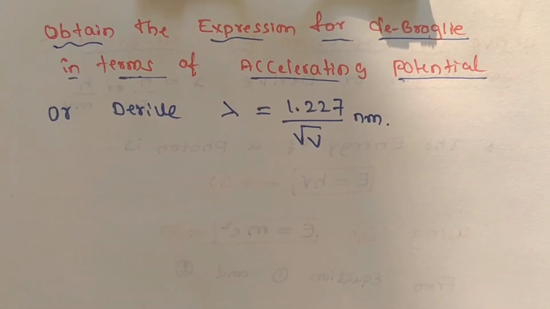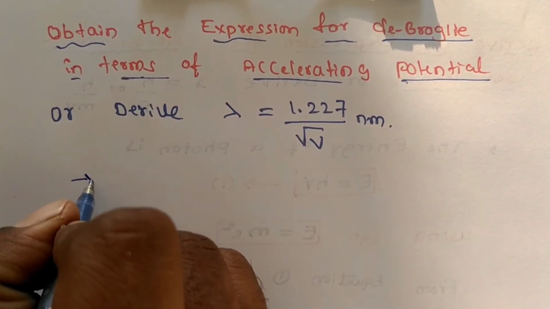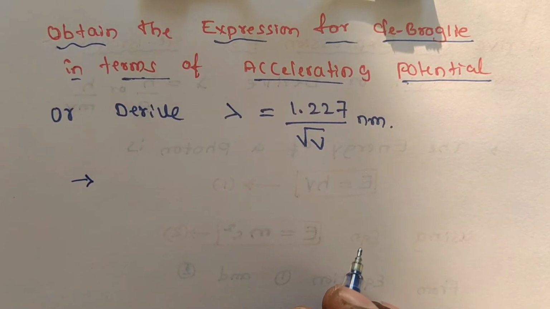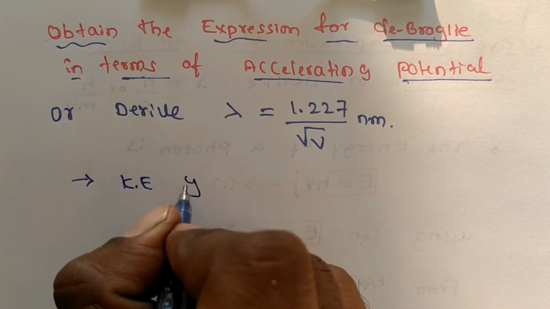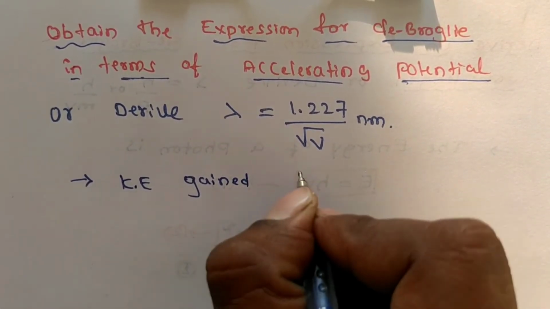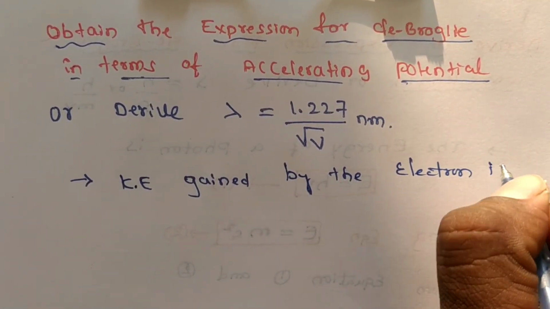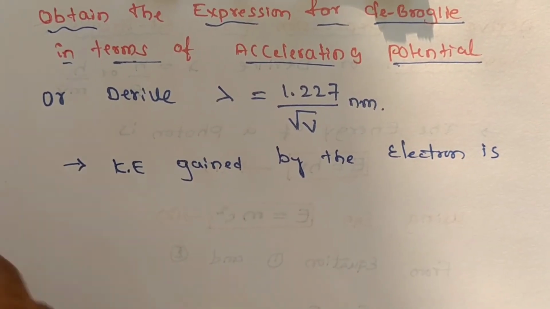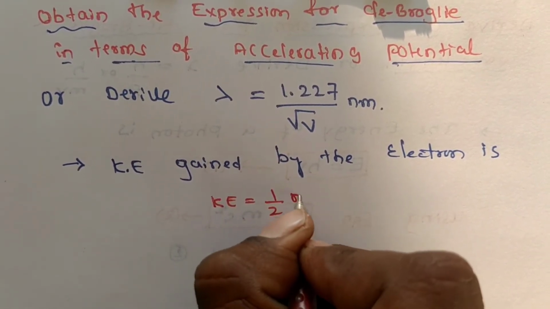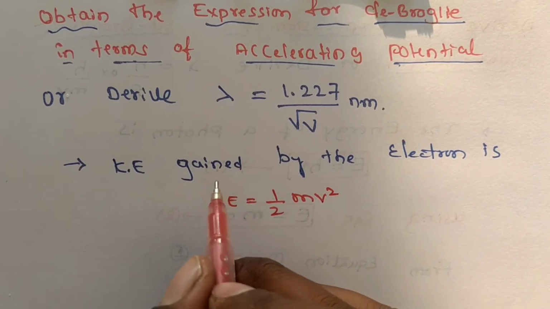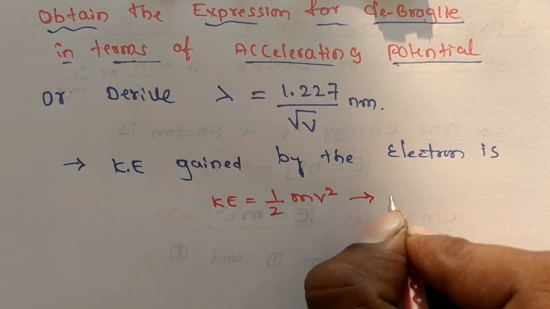First we have to consider the kinetic energy equation, the kinetic energy gained by the electron. Kinetic energy is equal to half m v square, you already know. The kinetic energy gained by the electron is half m v square, equation number 1.